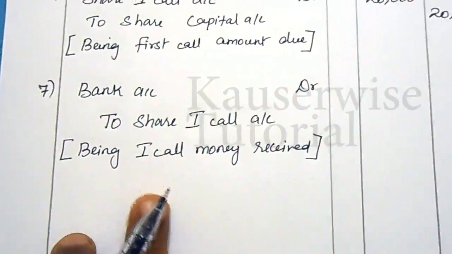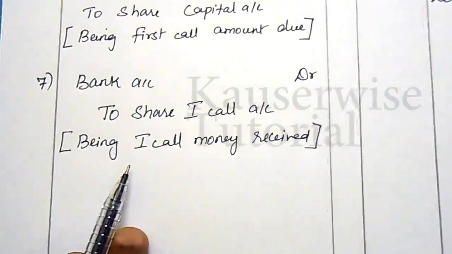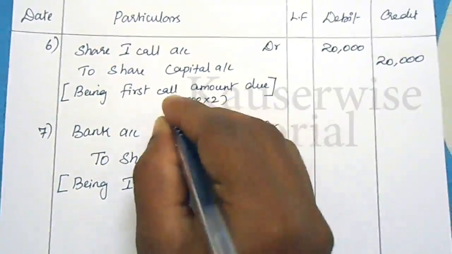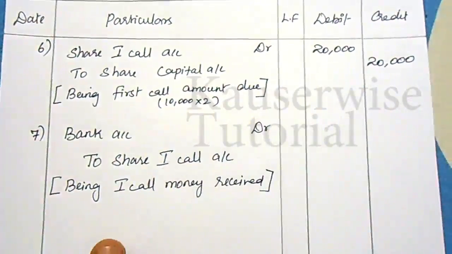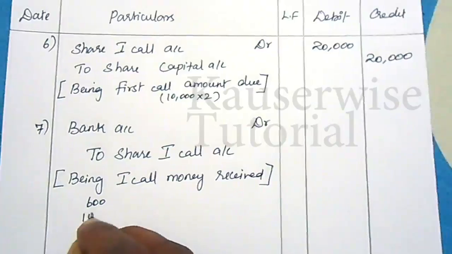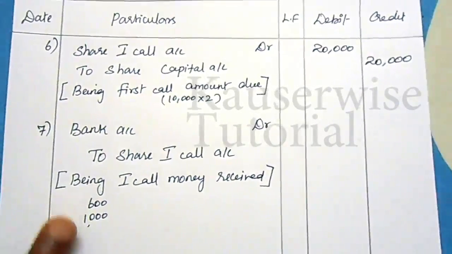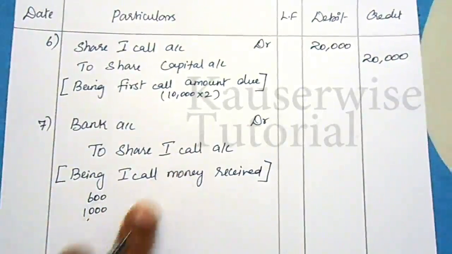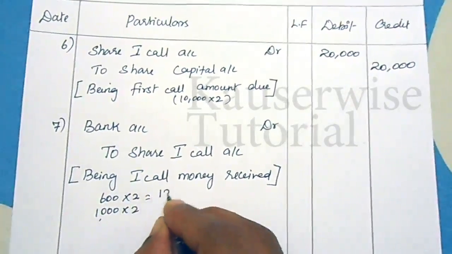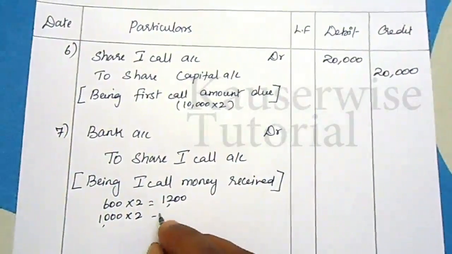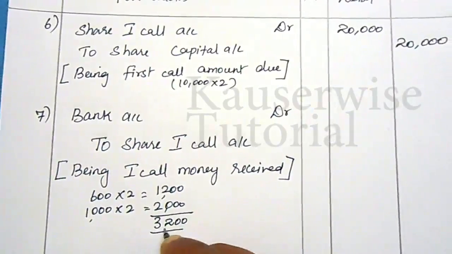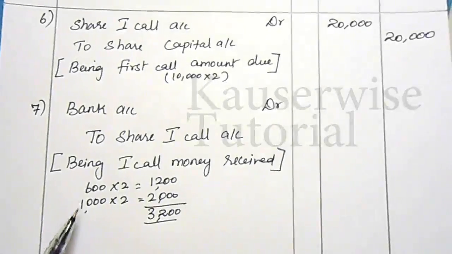Now you have to make entry for first call money received. So we are supposed to receive 20,000. That is 10,000 shares, no, so 10,000 into 2 rupees. So we are supposed to receive 20,000, but the actual amount received is less, because 600 shares of Jack and 1000 shares of Jonas failed to pay first call money. So 600 into 2 rupees, 1000 into 2 rupees. 600 into 2 how much? 1200. 1000 shares into 2 rupees, 2000. So totally 3200 rupees not yet received from Jack and Jonas.